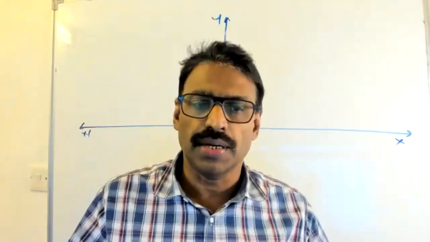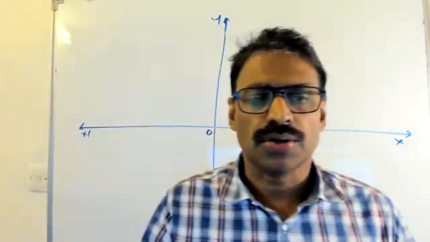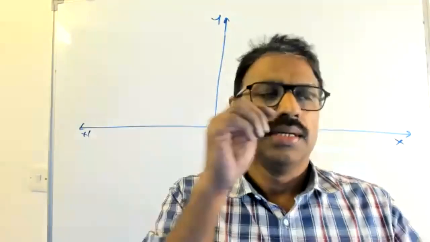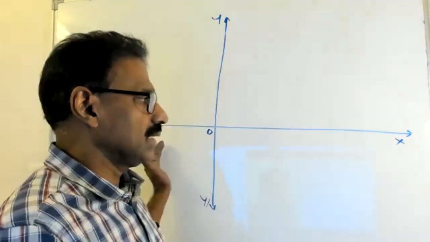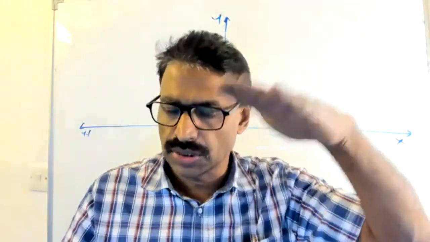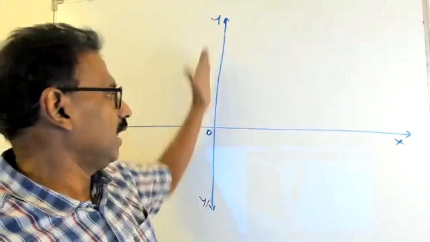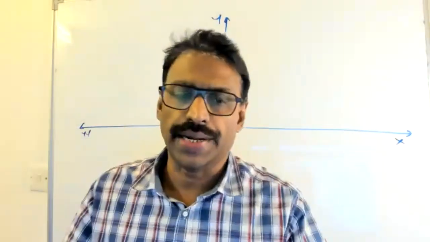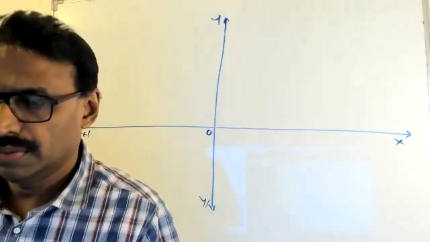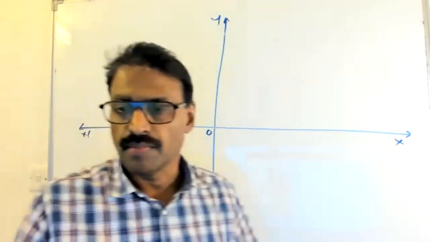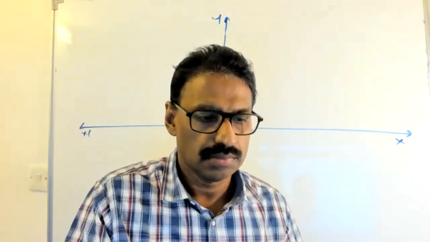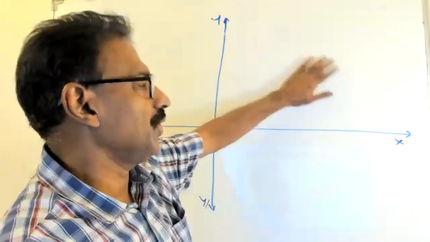Okay, what I said now. This plane is called what you call Cartesian plane or coordinate plane. The horizontal line is called the x-axis, and the vertical line is called the y-axis. These two lines divide the plane into four quadrants. Correct or no? 1, 2, 3, 4, right? Yes, sir. The plane is divided into four parts.